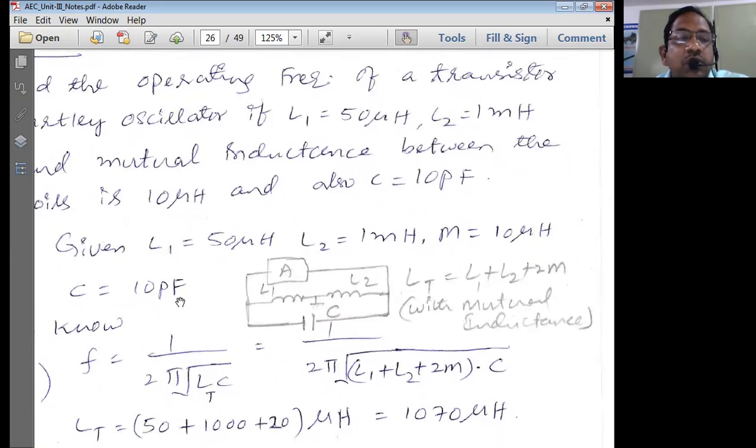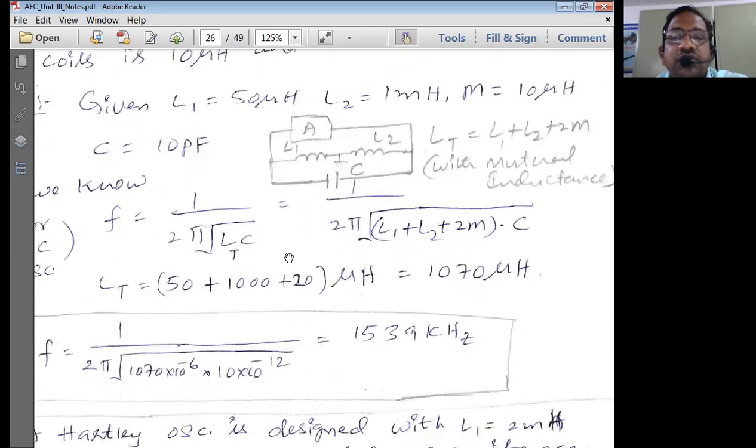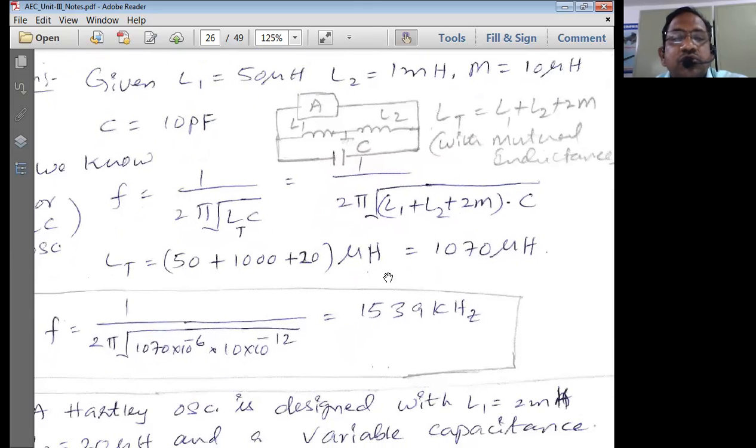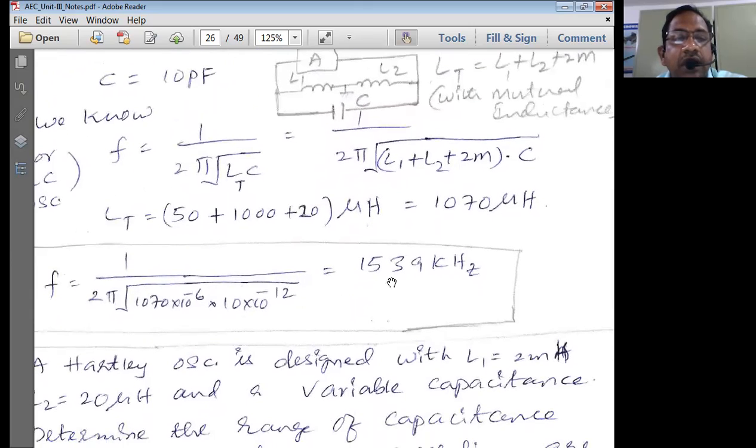L1, L2 is given to us, C is also given to us. That's it. Once you know the formula, simply expand this, LT is equal to L1 plus L2 plus 2 into M. Simply substitute all of them here and we'll be getting the frequency of oscillations of the Hartley oscillator as 1539 kilohertz. What does it mean? We have got around 1.5 megahertz signal.